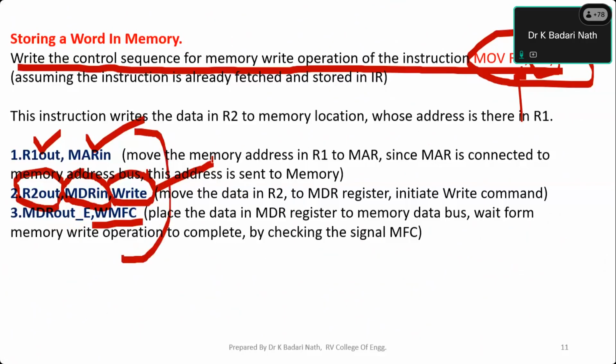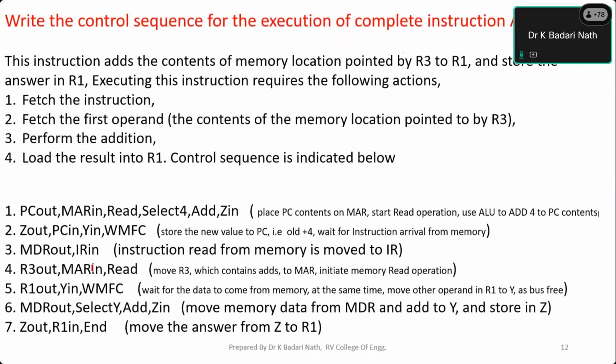So we have completed the arithmetic operation, the memory read, and the memory write. Now it's time for us to go to the complete instruction. This is a little challenging, but easier to understand if we go step by step. Now write the control sequence for the execution of the complete instruction. This is a full instruction I have to execute from the beginning.